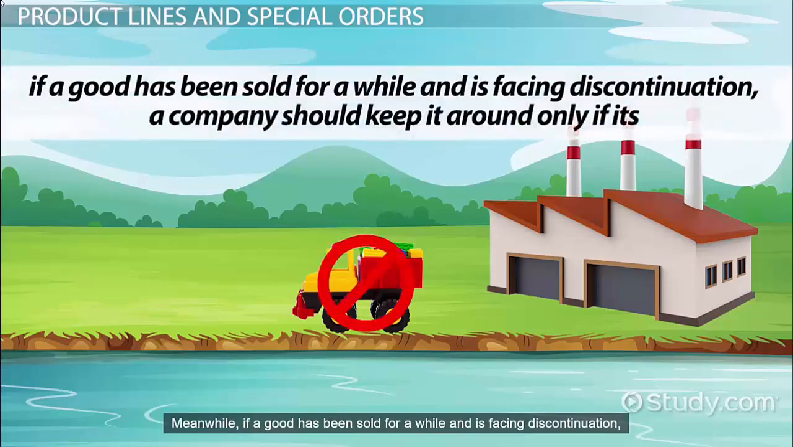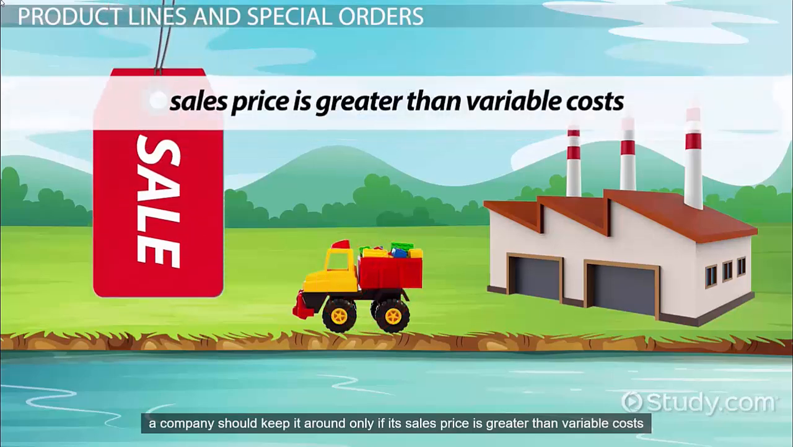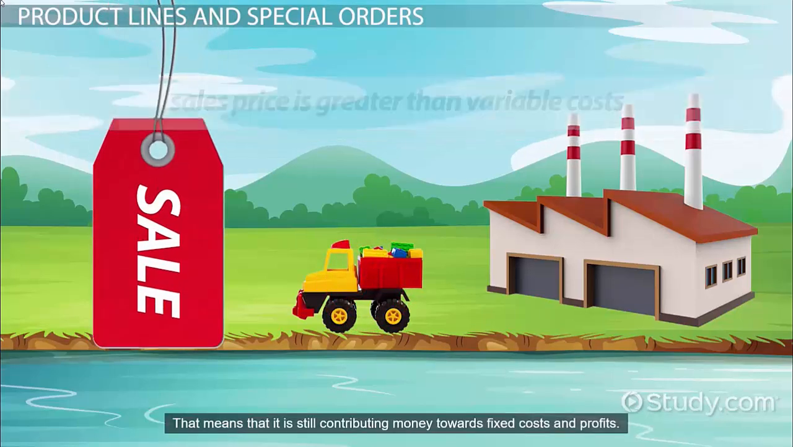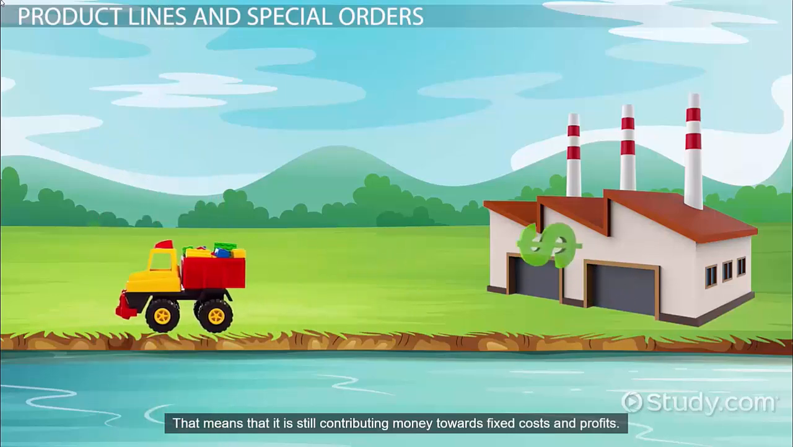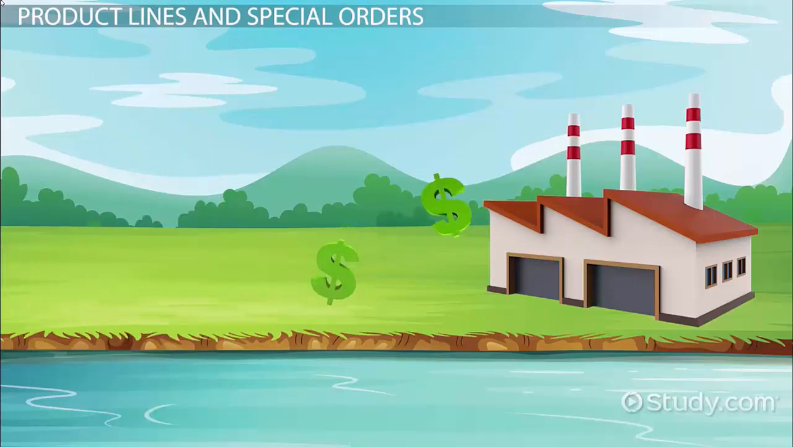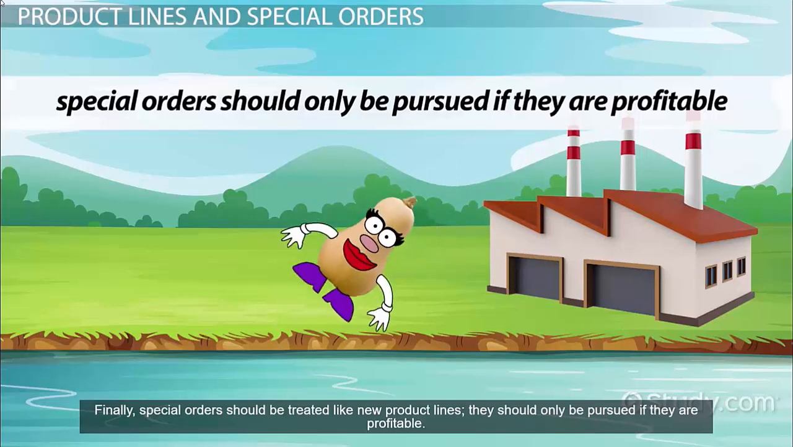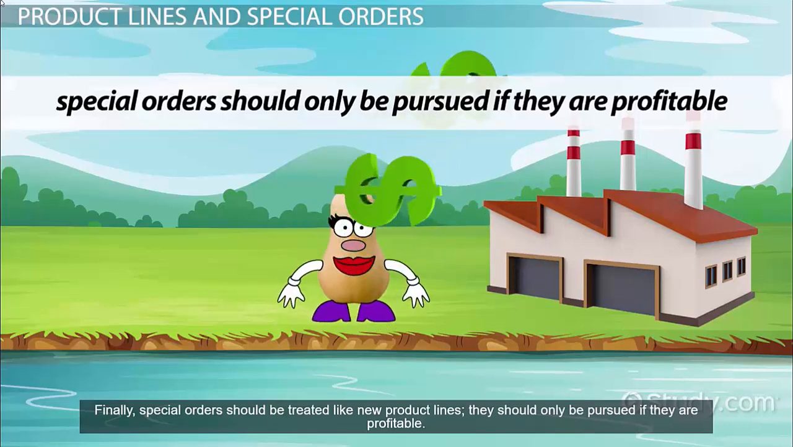Meanwhile, if a good has been sold for a while and is facing discontinuation, a company should keep it around only if its sales price is greater than variable costs. That means that it is still contributing money towards fixed costs and profits. Finally, special orders should be treated like new product lines. They should only be pursued if they are profitable.